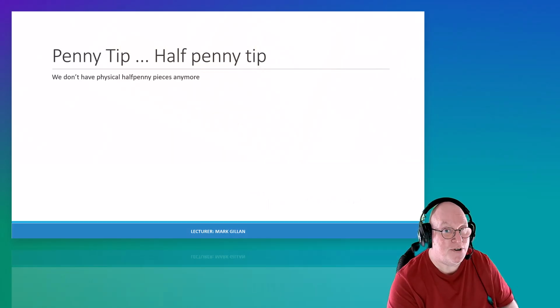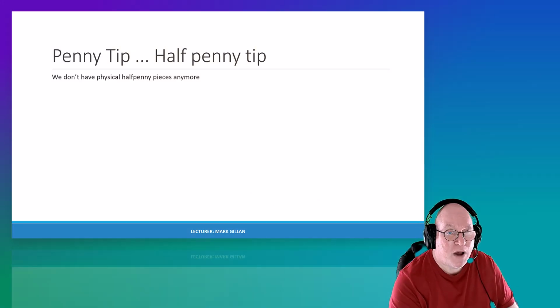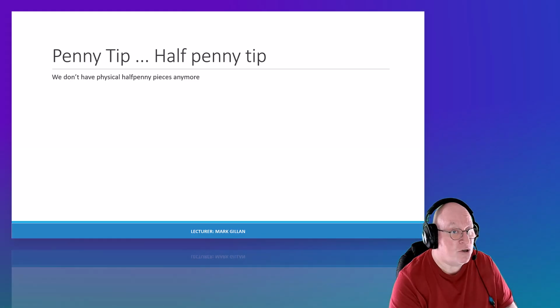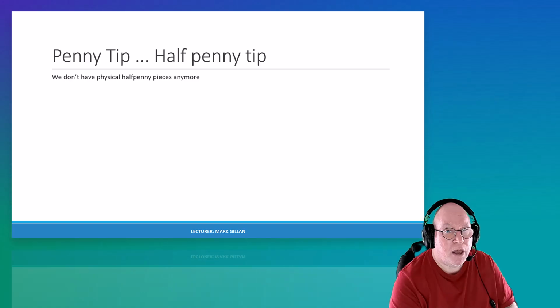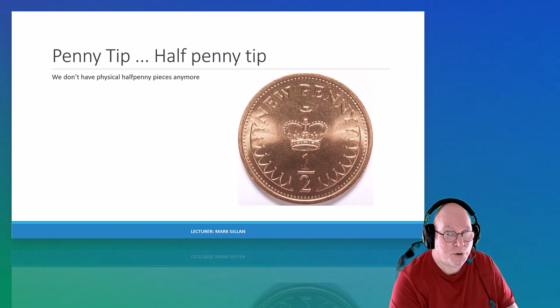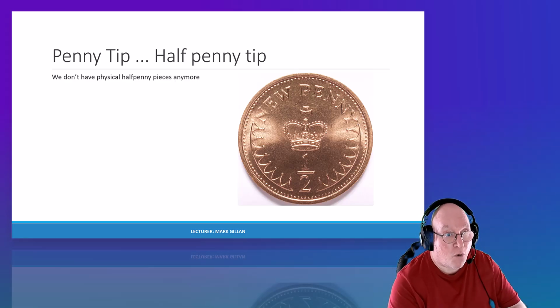So penny tips, a halfpenny. We don't have halfpenny pieces anymore in local currency. Some other currencies do work on halves, so they do, but we don't anymore. However, there's another one. There's an old one which we used to have. There we go. There's the old. I remember that. It used to be marked new penny because it was from the old conversion. So we moved on to new pence.